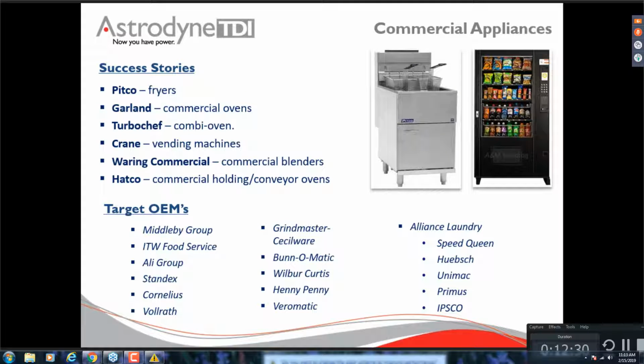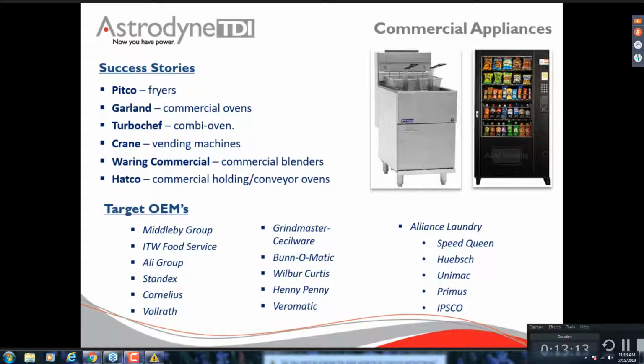That being said, some of the success stories we've had with commercial appliances are Pitco, Garland, Crane, O'Haring, Hatco, TurboChef, and some of the target OEMs that we want to reach out to. First column, as you can see, with Ali Group, Standex, Cornelius, Middleby Group. These are big holding groups, companies that have many companies underneath them. So they have a lot of product lines / brands, and they're spread all across the country pretty much. So it'd be good if you can target them, if you can find them in your territory and see if we can provide some kind of filtering solution for their products.